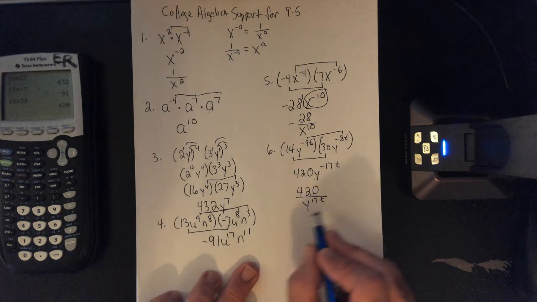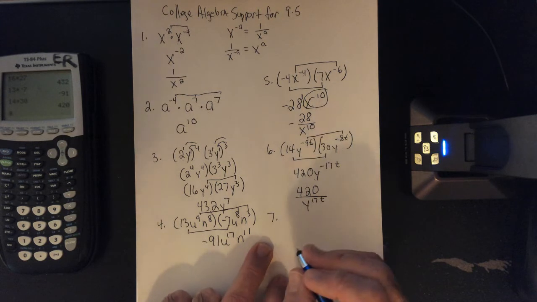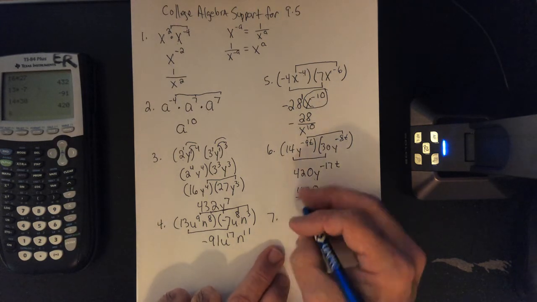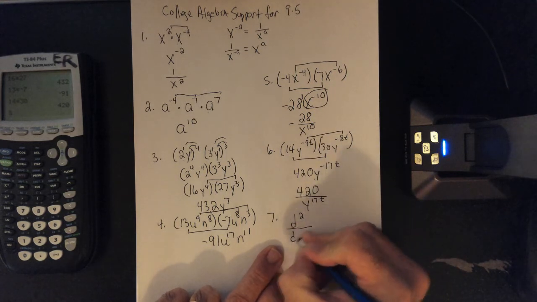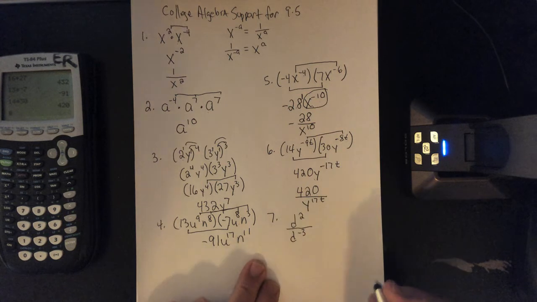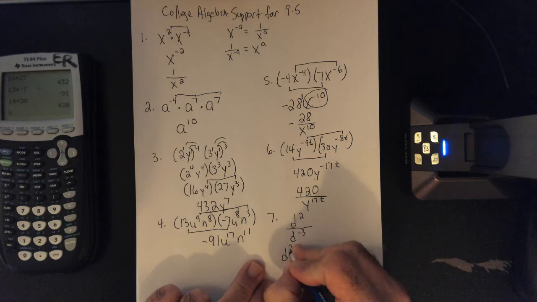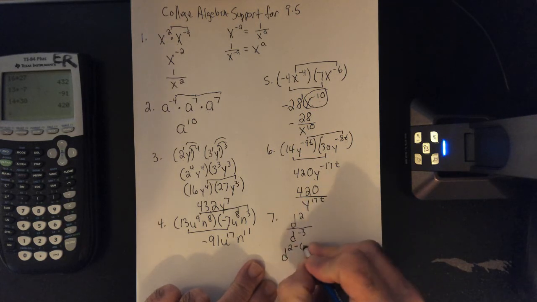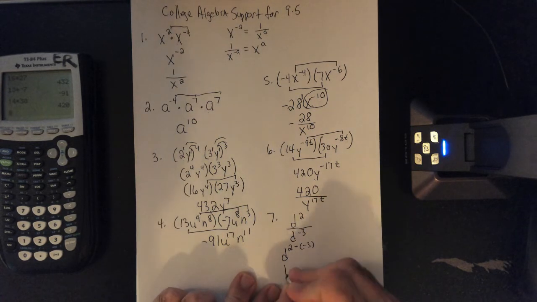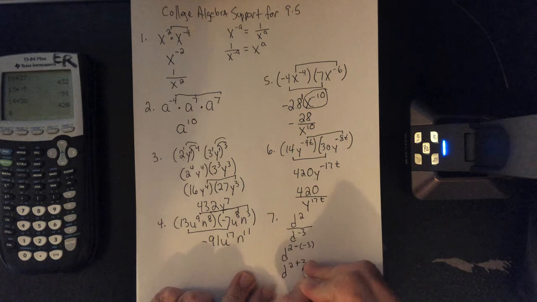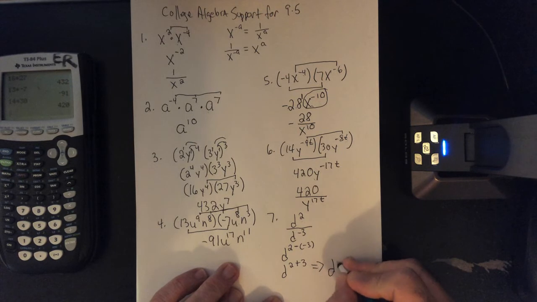Alright, now we're happy because the exponents are positive, okay? Alright, number 7 is divide and simplify. So I got d squared over d to the negative third. Remember, what this really means, since it's a variable dividing by itself, is 2 minus that negative 3. When you subtract a negative from the bottom, it becomes a positive, and 2 plus 3 gives me d to the 5th.